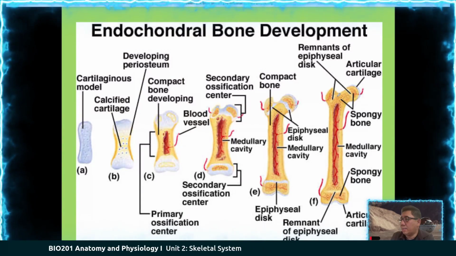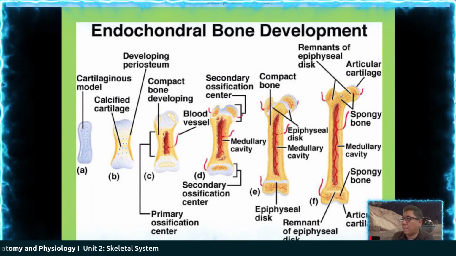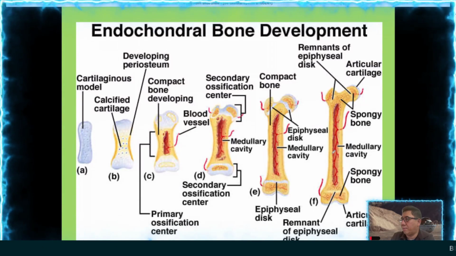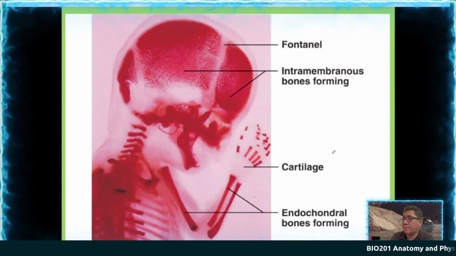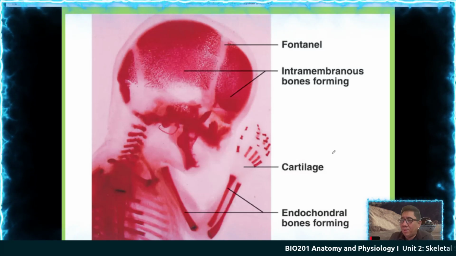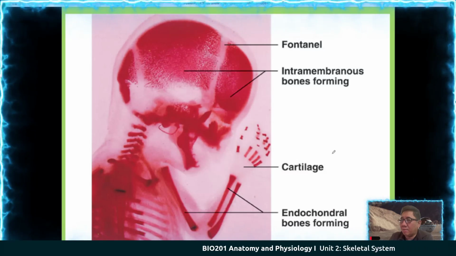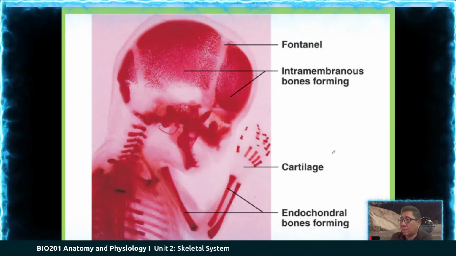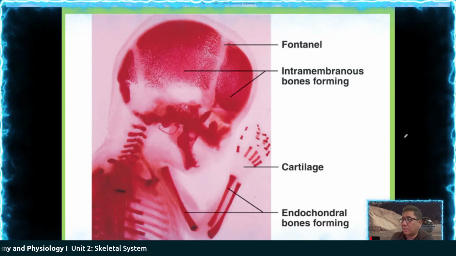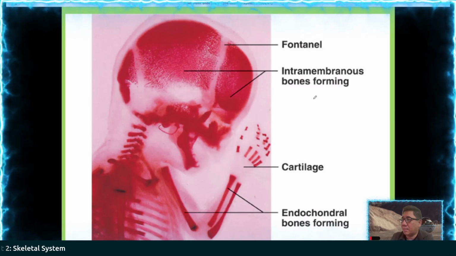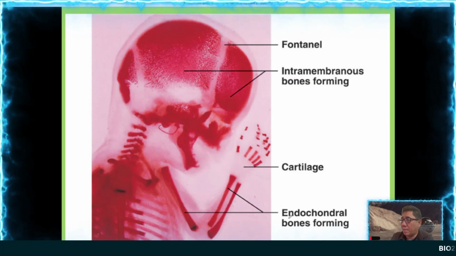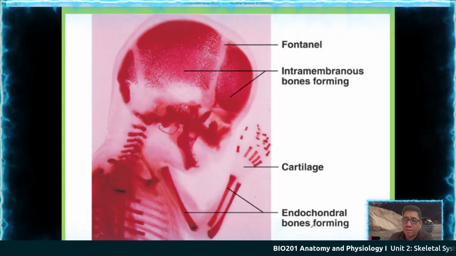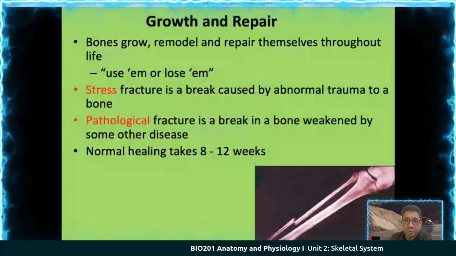Okay, spongy bone has very little blood supply, not a whole lot compared to the medullary cavity. And this is a little picture of the little baby inside the womb, and their bones, what they look like as those bones are forming. In the skull, again, it is intramembranous bone forming, and in the long bone you have the endochondral bone forming.